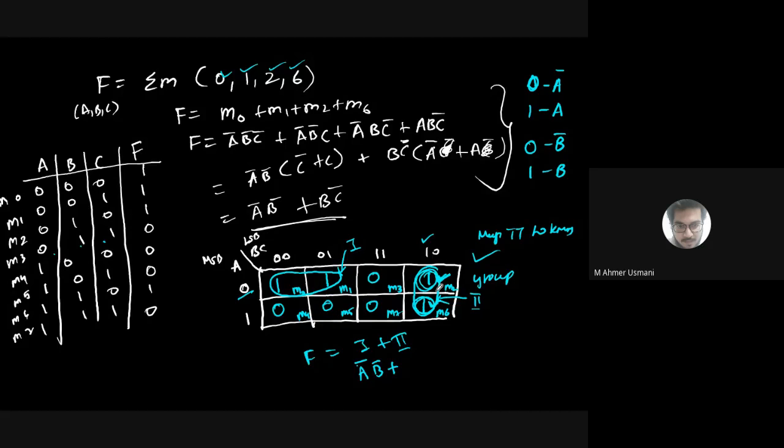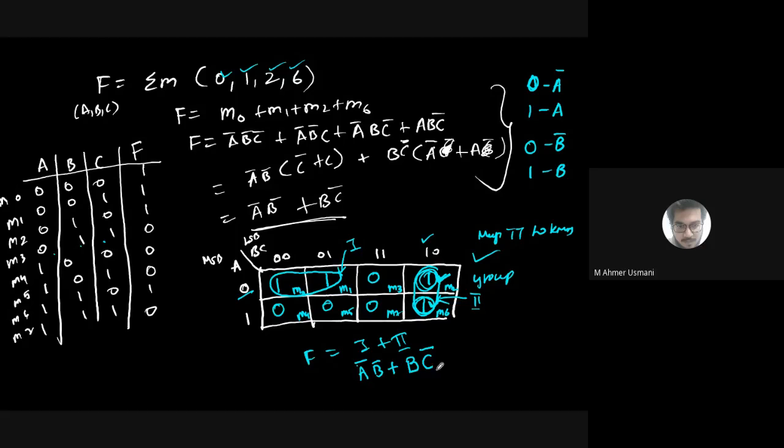What about the value of C for this cell? What is the value of C for this cell? 0, 0. For this cell, what is the value of C? 0. So C is also remaining unchanged. But the value of B is 1. Since it is 1, it will be referred to as B, just B. And here the value of C is unchanged, what is the value of C? 0. Since it is 0, it will be referred to as C bar. Is it clear?